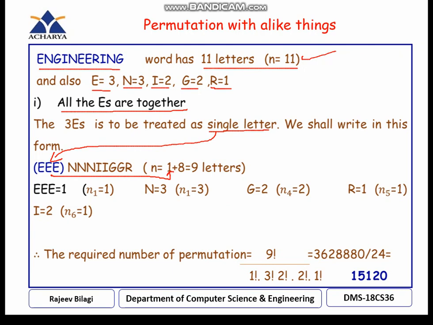Then the remaining letters are N, I and G's: 3 plus 3 is 6, plus 2, so that is 8. Now the total number of letters is equal to 9. So this is of one type, this is of another type, that is all 3 N, and the remaining letters: N is equal to 3, G is equal to 2, R is equal to 1 and I is equal to 2. So hence I can write it as 9 factorial divided by 1 factorial into 3 factorial into 2 factorial into 2 factorial into 1 factorial, which is equal to this one divided by 24, which is equal to 15120.